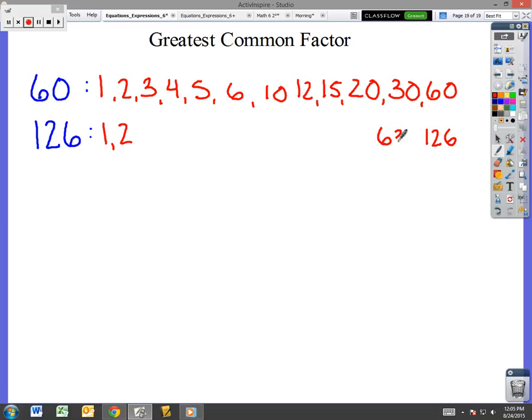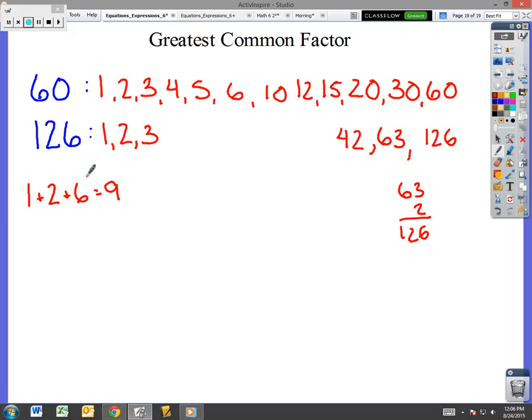Let me just double check my math here. 63 times 2, that's 126. Okay, good. Let's see, does 3 go into it? Now, remember, the rule to check to see if 3 is a factor of a number: I add the digits together. So 1 plus 2 plus 6 equals 9. Now, 3 is a factor of 9, or 9 is a multiple of 3. So we do know 3 goes into it, and 3 goes into it 42 times.